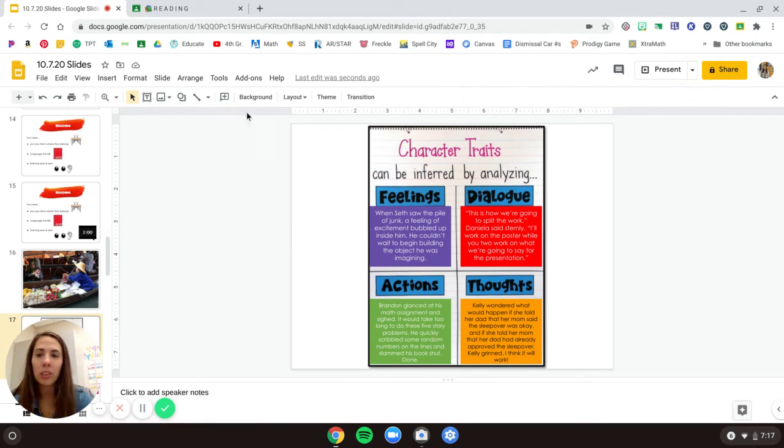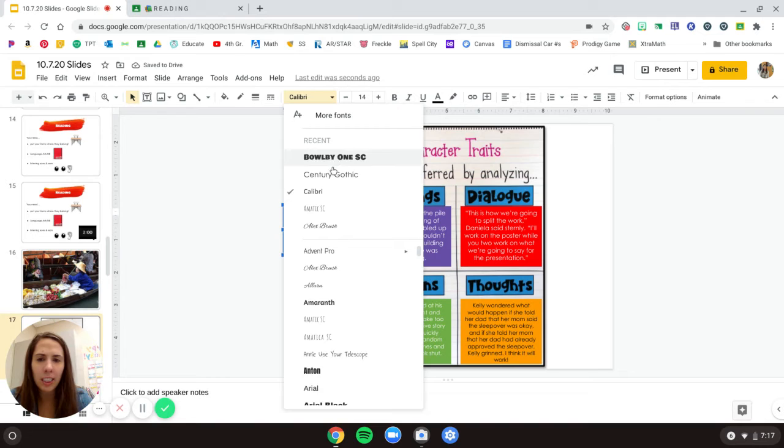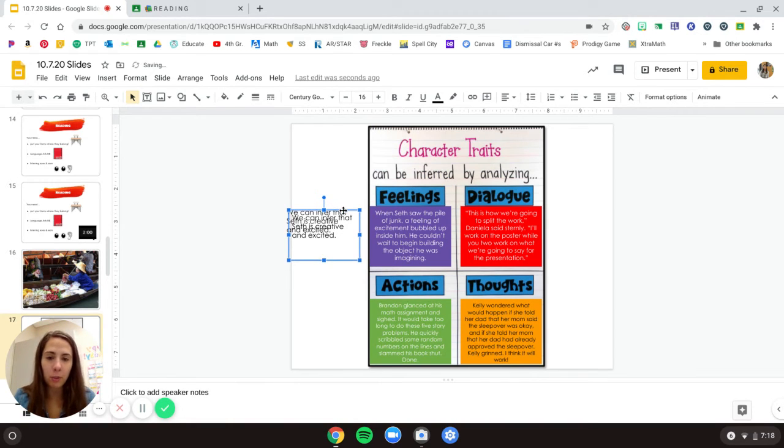So now I'm looking through, and we're going to come up with a sentence to talk about each of the characters' traits. Because we have Seth up here, we're going to start with, we can infer that Seth is very excited. But I also noticed that he's pretty creative, right? He starts to think about what's going on. So we can infer that Seth is creative and excited. I'm just going to move that box over here too.